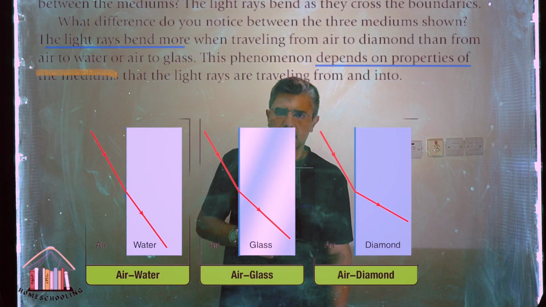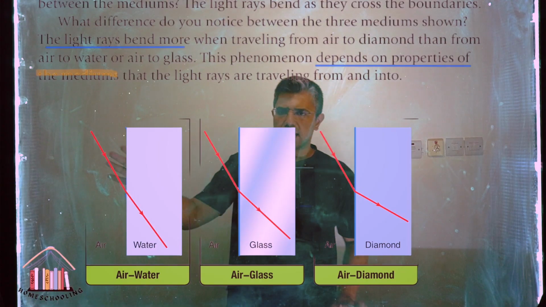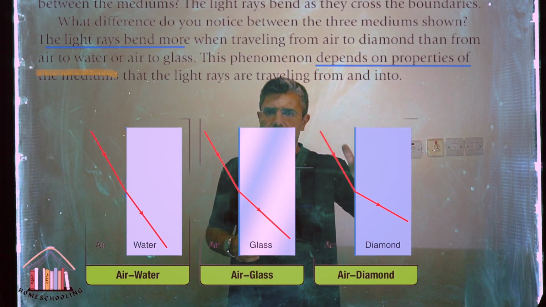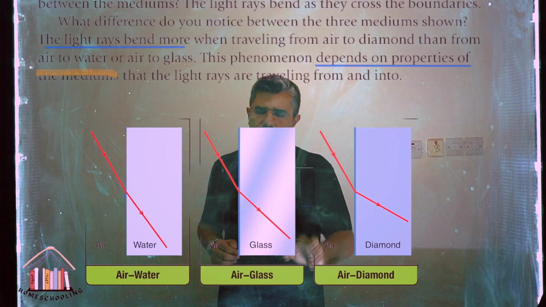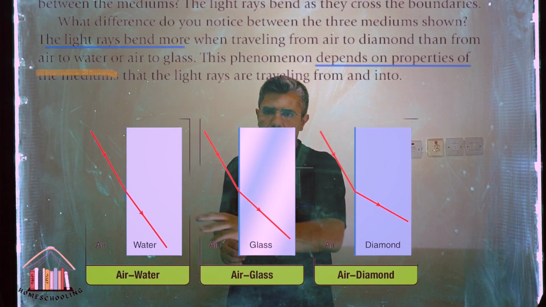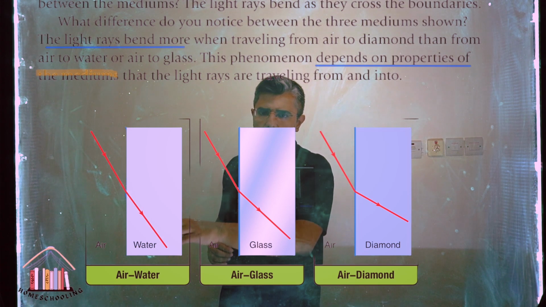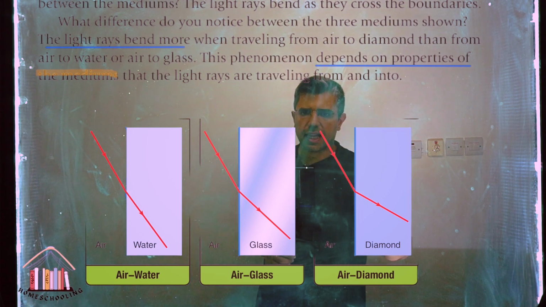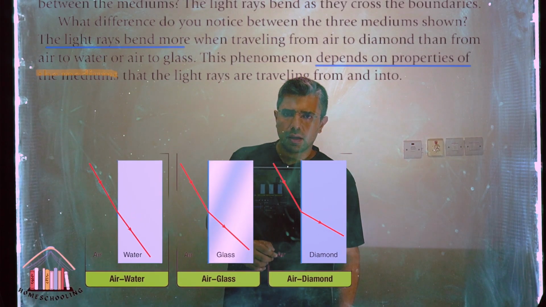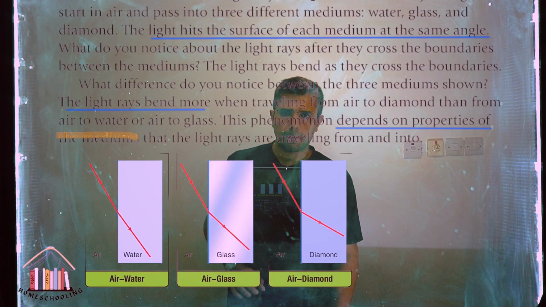But just to mention at this time, again we have the same incident light crossing 3 different boundaries, but the behavior of the light is different every time. Here it's bending a little bit when passing through the water. However, here in the diamond, it's bending more than that. All right, we continue.